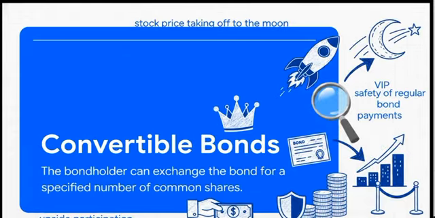Our third embedded option is the convertible bond, and this one is a true hybrid security. The bondholder can actually exchange the bond for a specified number of the company's common shares. This option basically acts as a VIP equity upgrade. You get the safety of regular bond payments, but it allows you to participate in the company's upside if their stock price suddenly takes off to the moon.